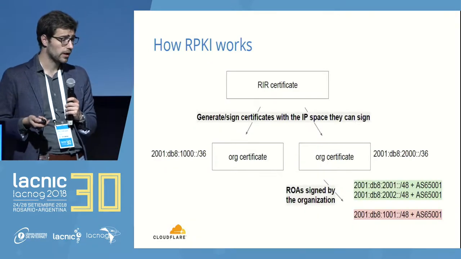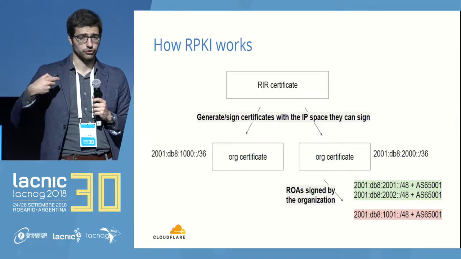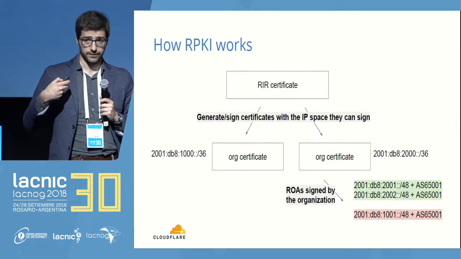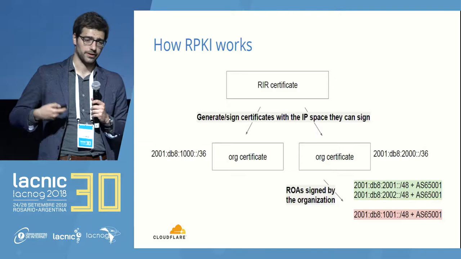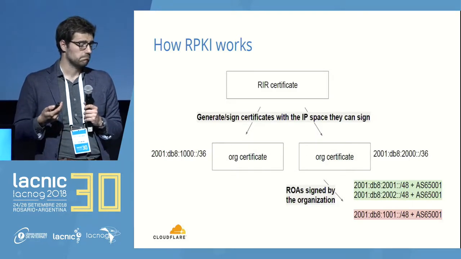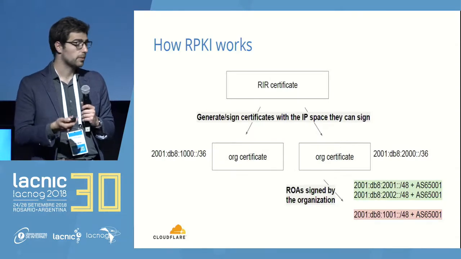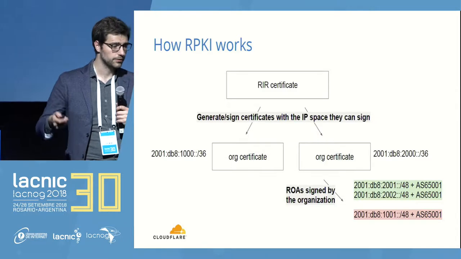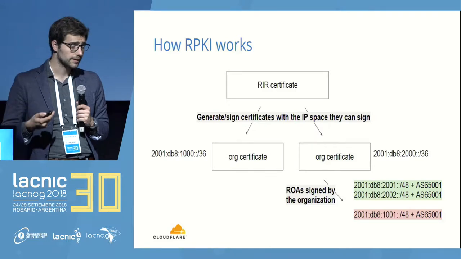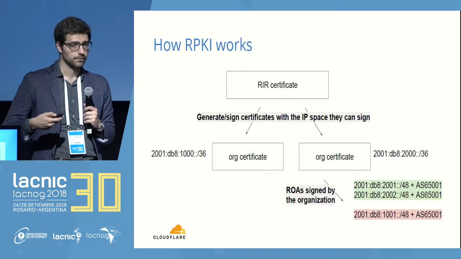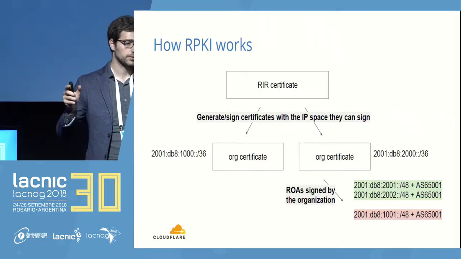So how RPKI works is you have an RIR certificate which you trust, which is going to generate. So LACNIC, RIPE, ARIN, AFRINIC, and APNIC have those root certificates. For every organization, for instance your company, when they ask for IP and ASN, they're going to create an organization certificate. And with this one, you're going to be able to generate ROAs, saying that this prefix is actually mine and should be announced with this ASN.